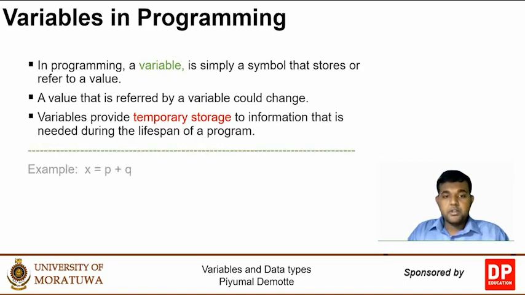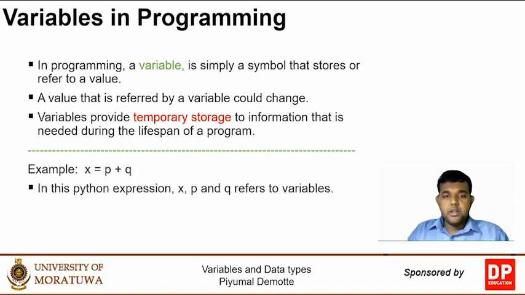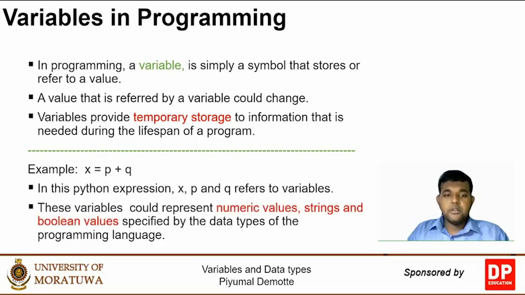Let's take the Python expression x equals p plus q. Here, x, p, and q refer to the variables. These variables could represent numeric values, string values, and Boolean values specified by the programming language. We refer to these specified types as data types in programming languages. Let's discuss data types in programming.